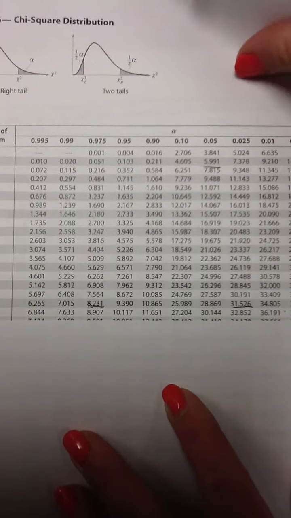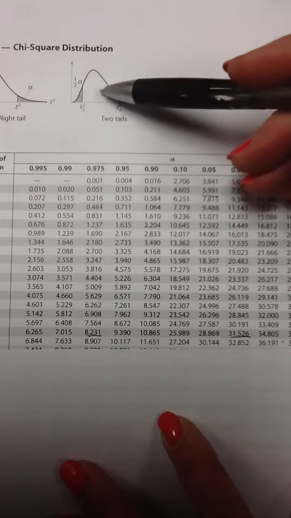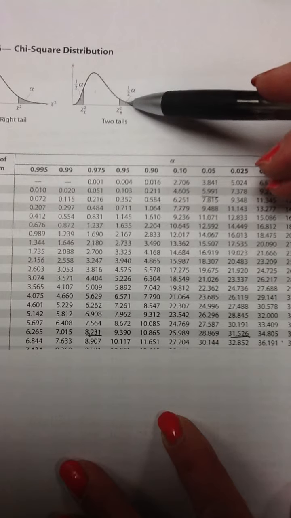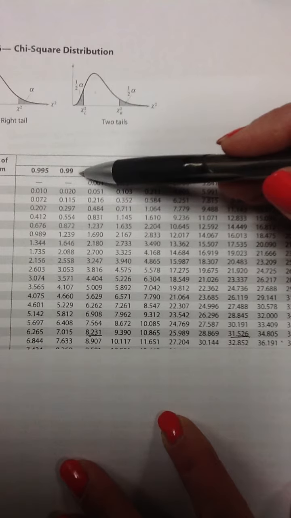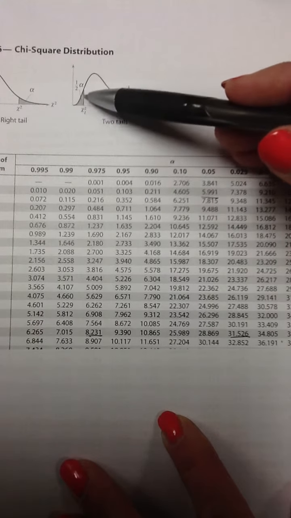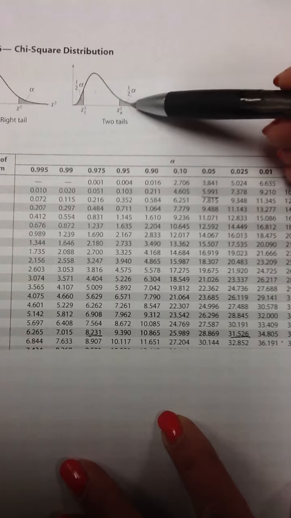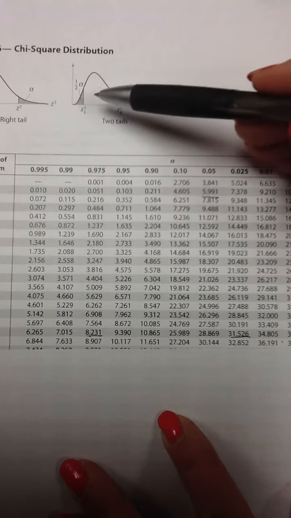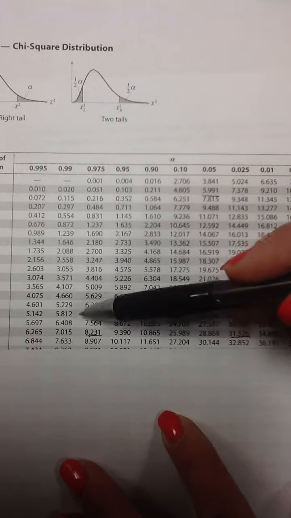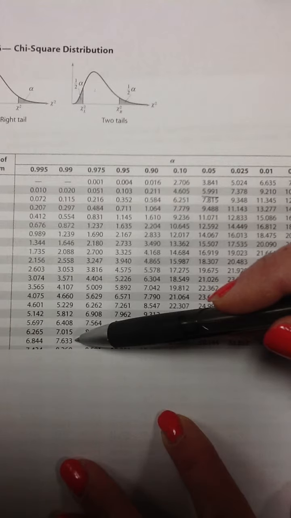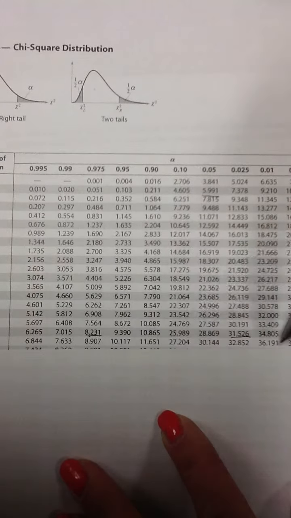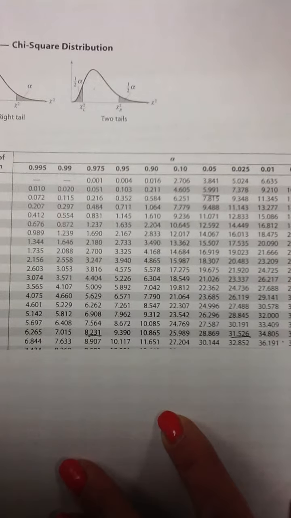And notice if I have 0.98 in the center, 0.98 and 0.01, that'll give me a total of 0.99 to the right of chi-square left. So I look under 0.99 and I get 7.633. So these are the two numbers that I'm going to be using in my formula.